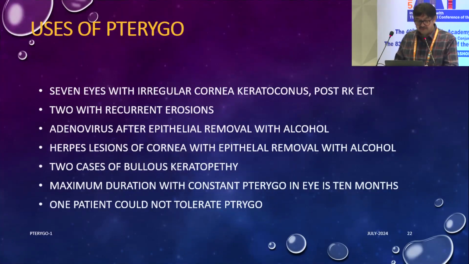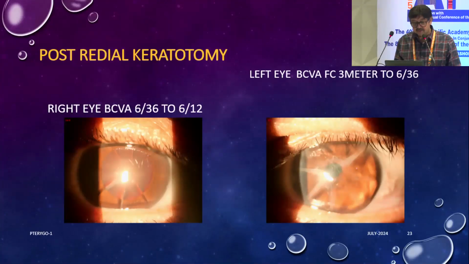Now, uses of Terrigo, the statistics of what I have used it for. 7 eyes with irregular cornea including keratoconus and post-RK. 2 of them are for recurrent erosions. Adenovirus infections, where we removed the epithelium and put the Terrigo lens. Herpes lesion also we have used the Terrigo lens. 2 cases of bullous keratopathy with a painless eye for the last 3 months. Maximum duration with constant Terrigo was 8 months. It is not 10 months, it is 8 months. 1 patient could not tolerate it, so we removed the contact lens. This is one patient who has come from Saudi. He had very bad care, RK done. His vision improved from 6/36 to 6/12, and he has had this lens on for 4 months.